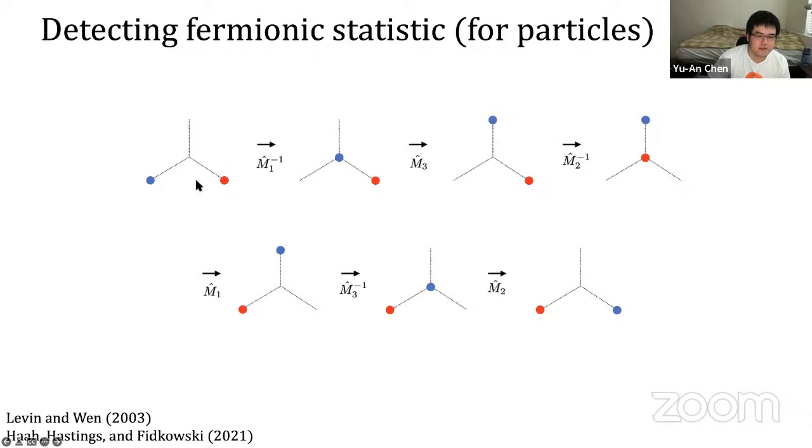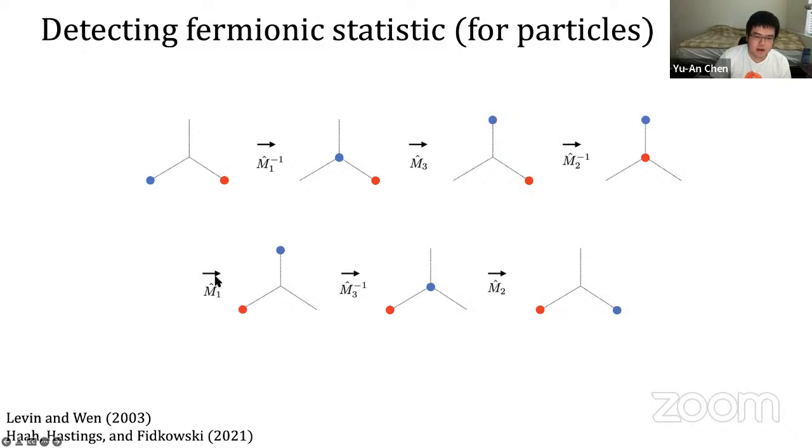First I move the blue particle from the center to the top. Then I move the red particle from the right to the center and to the left. And then finally I move the blue particle back from the top to the right-hand side. If we compare the first configuration and the final configuration, we can see these two particles have exchanged position. Here N1 is the hopping along this line, N3 is the hopping along the vertical line, and the power determines the direction. So we can see there's an N1 minus, and there's an N1.